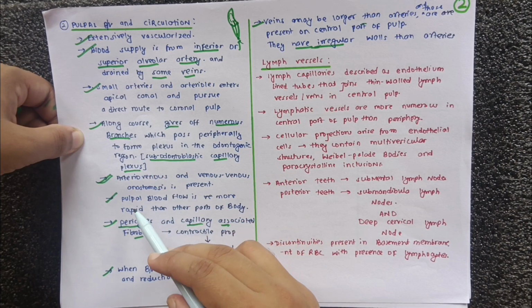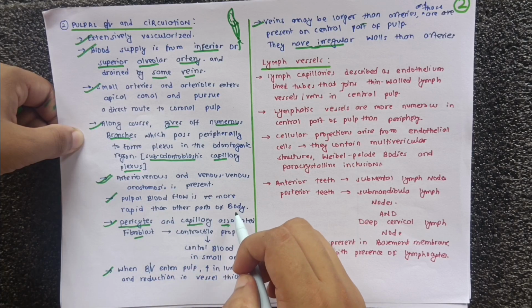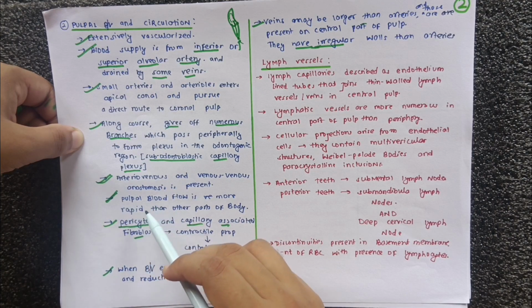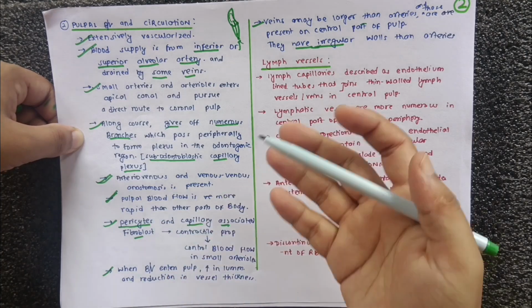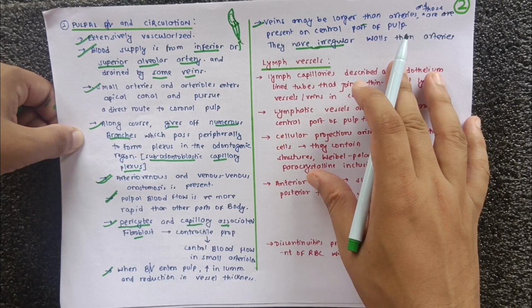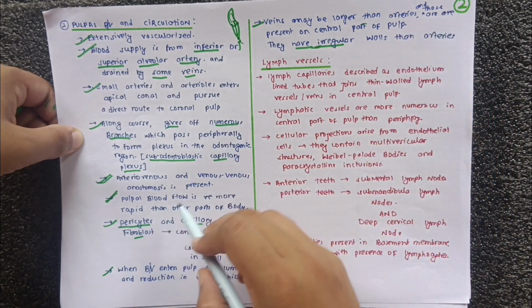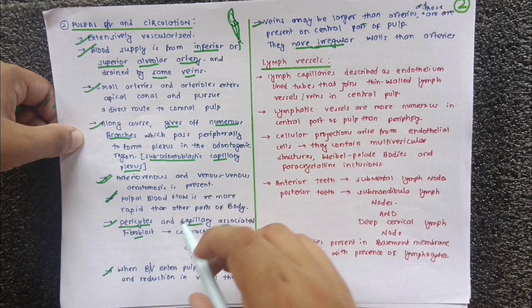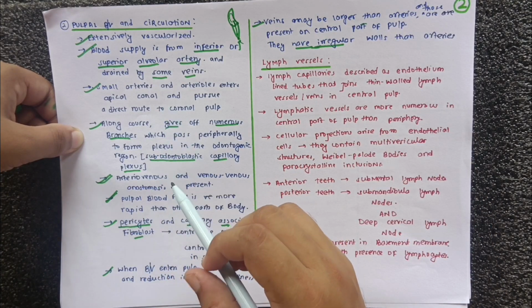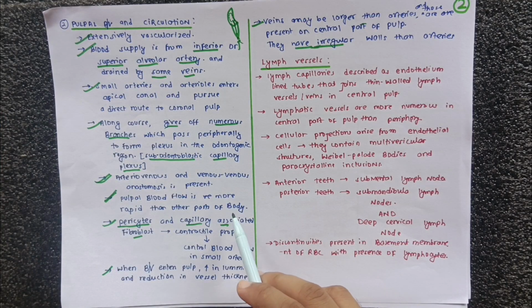After that, pulpal blood flow is more rapid than in other parts. So you can remember this: the blood flow of the pulp is more rapid than in other parts of the body. So the speed of the blood flow is more rapid in the pulp than in other parts of the body.